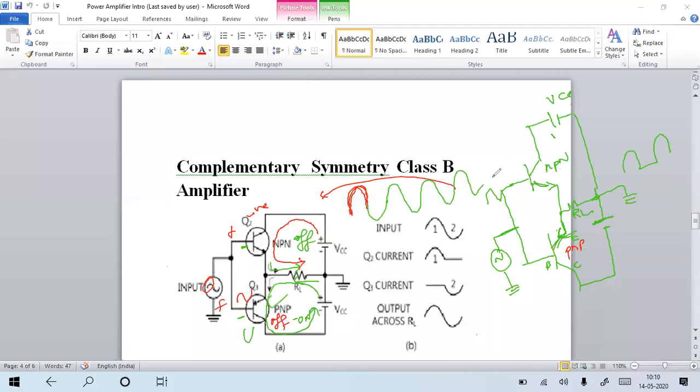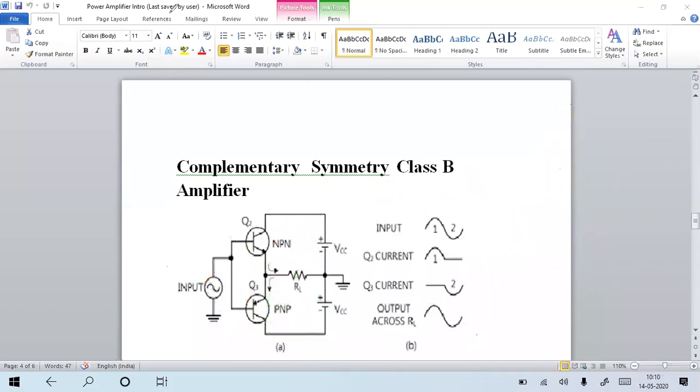Whenever the positive cycle enters, the NPN transistor will turn on, so your output is only half of the input. But when the negative cycle comes, the PNP transistor will turn on, and your output is the other half of the input. The positive cycle, NPN transistor. So like that, if you continue, you will get the complete full cycle. You can see the output waveform nature.